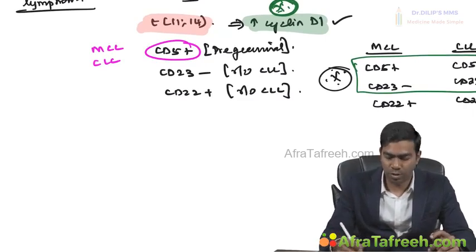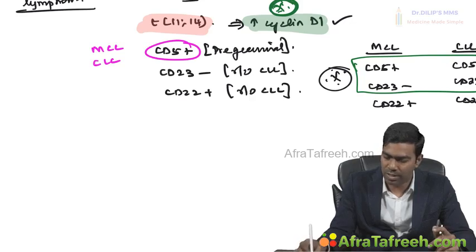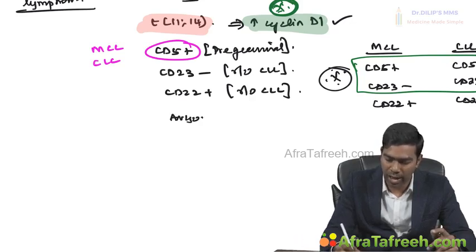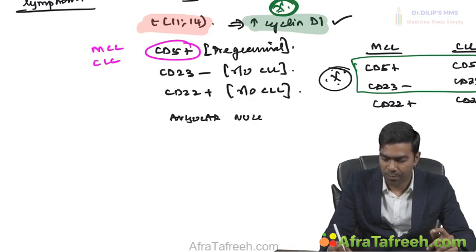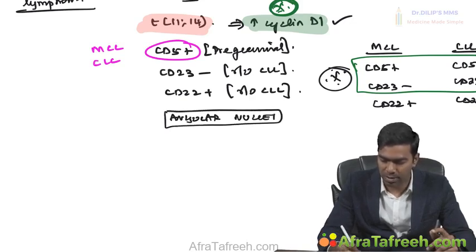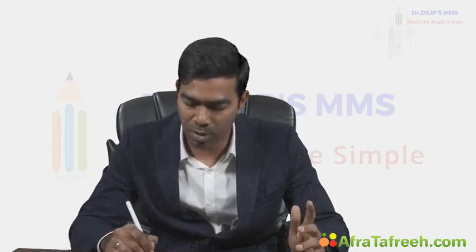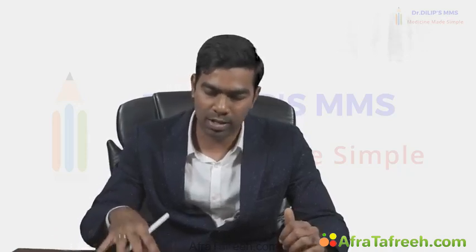And histology-wise, these tumors show something called angular nuclei. As I told you previously, there are buttock cells in follicular lymphoma, villous lymphocytes in the peripheral smear in splenic marginal zone lymphoma, and hairy cells in hairy cell leukemia. But here in the biopsy, you are going to see angular nuclei. Very important point again: angular nucleus is what you see in biopsy.